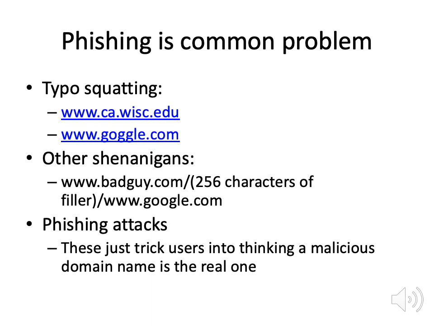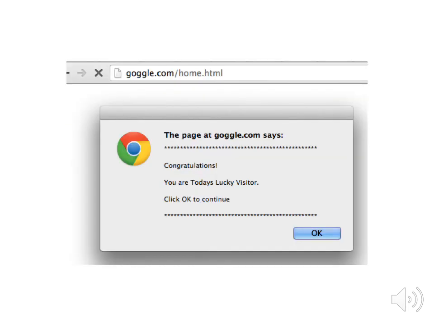The other thing we might do is have URLs that have lots of garbage in them. So when somebody looks at the domain name, they actually see the end of the URL, which says google.com, but they might not see the badguy.com at the beginning of it. You can also have www.google-wisc.com, which you might think is a google.com name, but might not be. The idea is these really just trick users into thinking a malicious domain is a real one, so it's like a phishing attack. If you go to goggle.com, this is the kind of thing you might get instead of the real result.